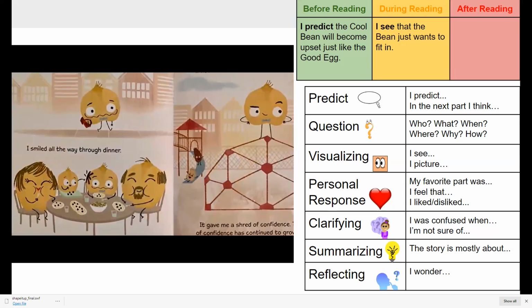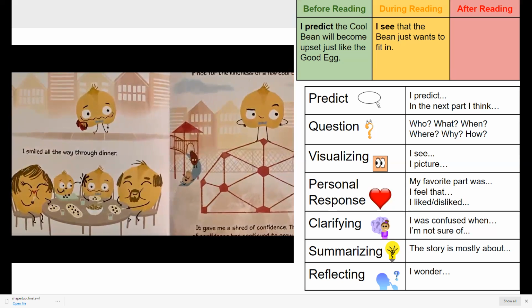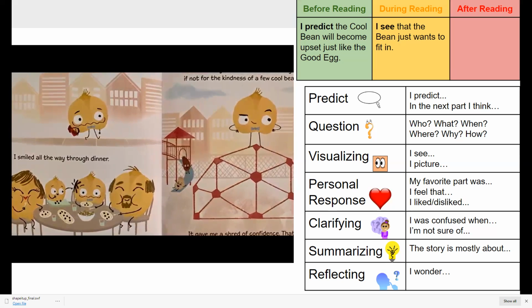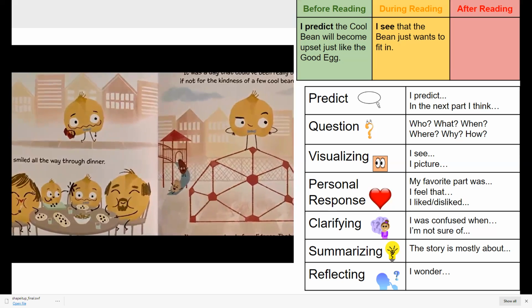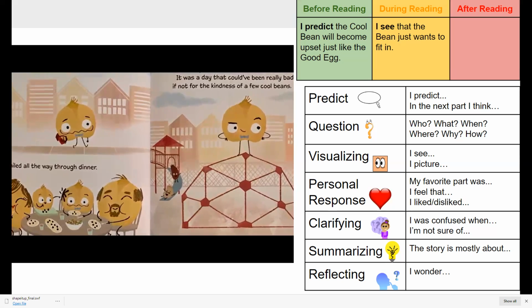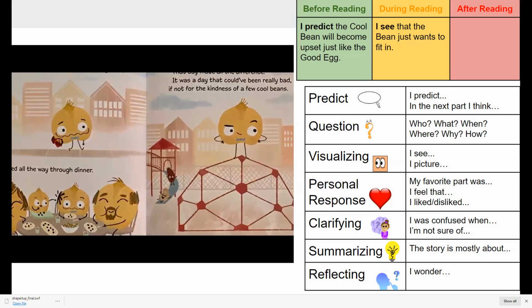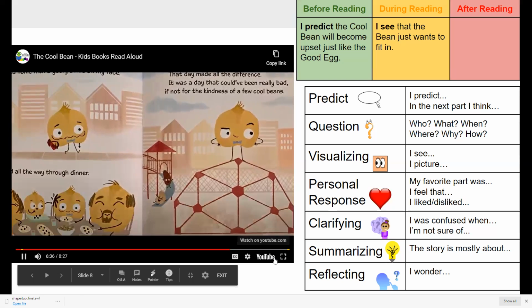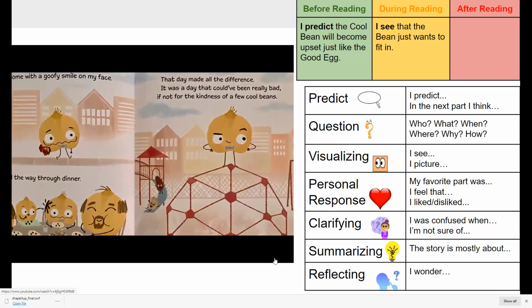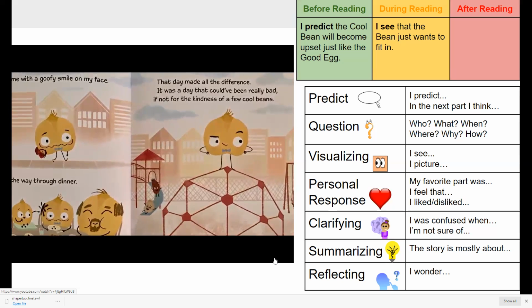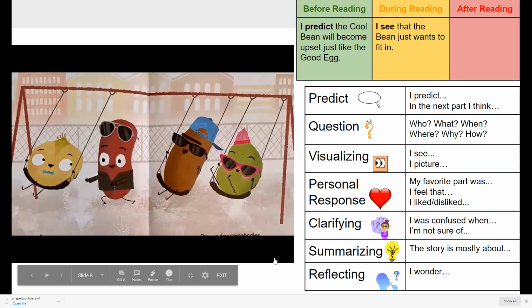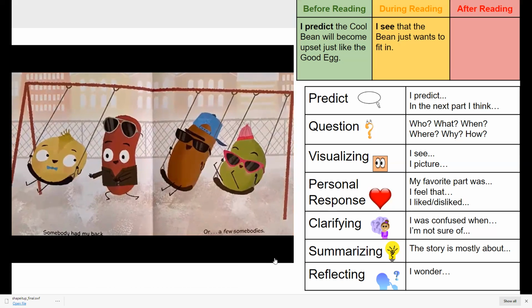I walked home with a goofy smile on my face. I smiled all the way through dinner. That day made all the difference. It was a day that could have been really bad, if not for the kindness of a few cool beans. It gave me a shred of confidence. That shred of confidence has continued to grow. Somebody had my back, or a few somebodies.